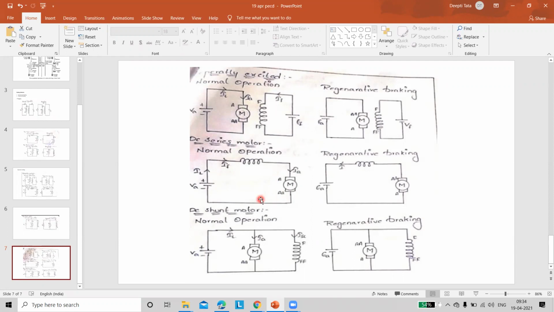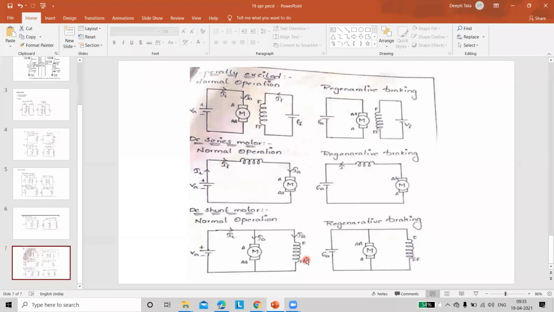What is the basic difference? The armature polarities are going to be different, and the second one is here you have to consider that the back EMF must be greater than that of the armature voltage only. Listen, it is the exception case for this braking method. In order to apply the regenerative braking, the back EMF must be more than that of the armature voltage only.